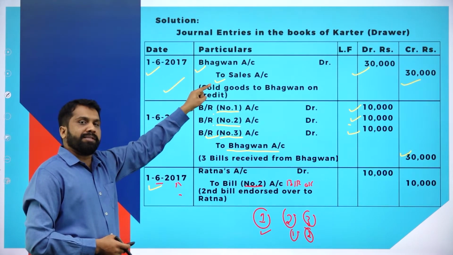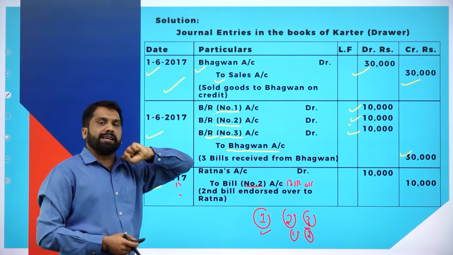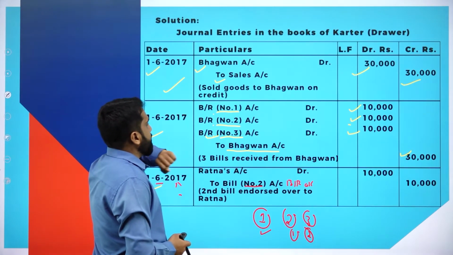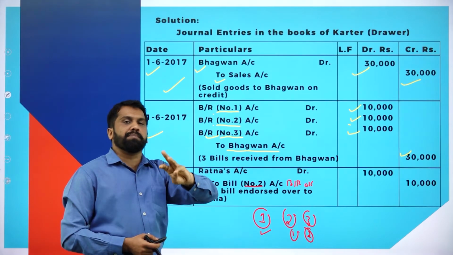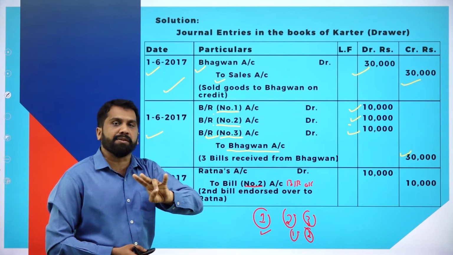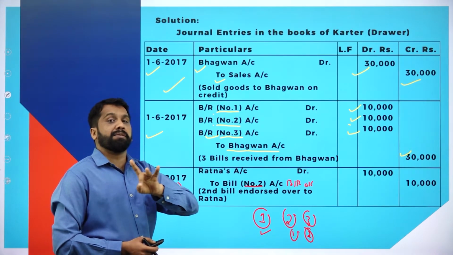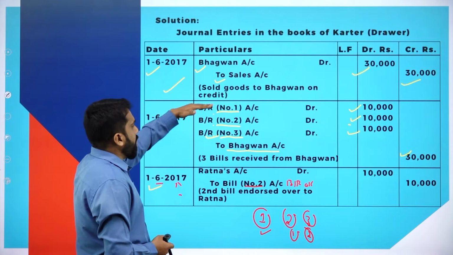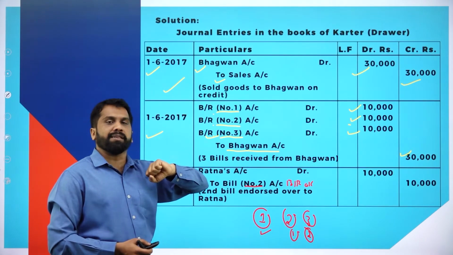Bhagwan means buyer to seller. The total value is 30,000. Now, in this, there are a total of 3 bills: bills receivable 1, bills receivable 2, bills receivable 3. Given by whom? Bhagwan. 1, 2, 3 to Bhagwan's account.